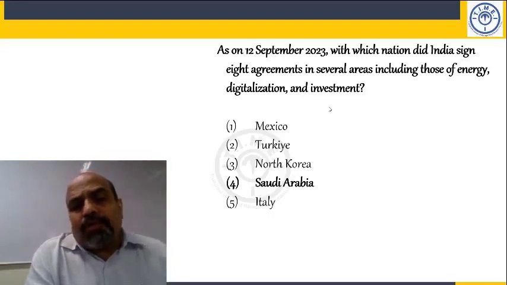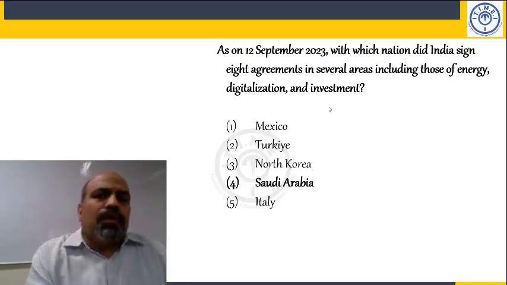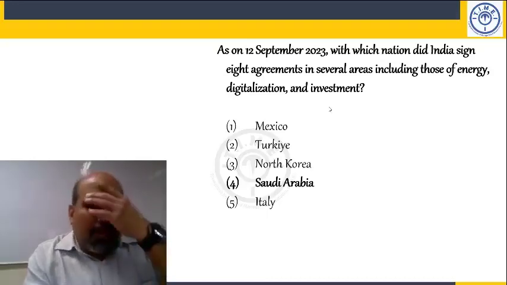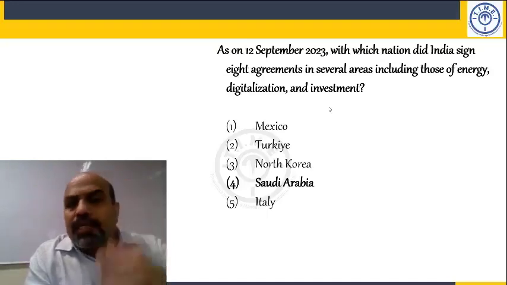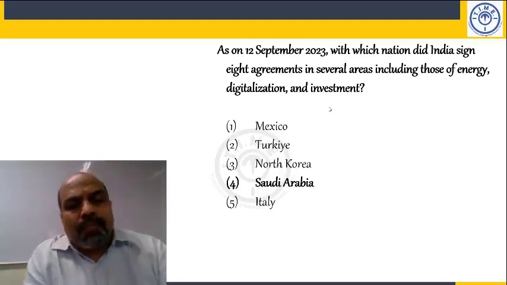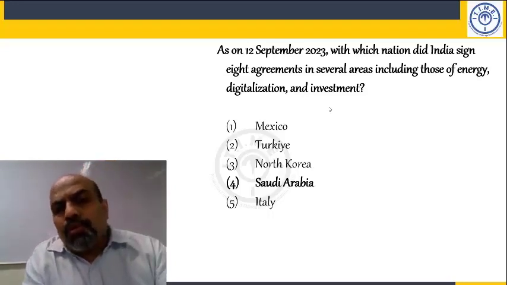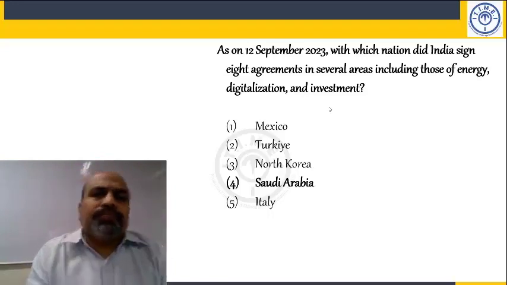So who is the leader? The capital of North Korea is Pyongyang, P-Y-O-N-G-Y-A-N-G. Then the leader is Kim Jong-un. Kim, K-I-M. Jong, J-O-N-G. Un, U-N.